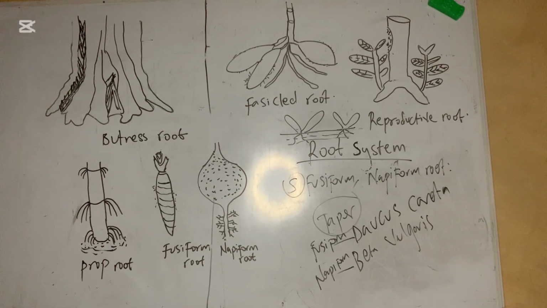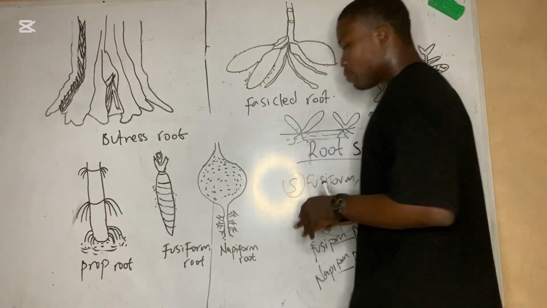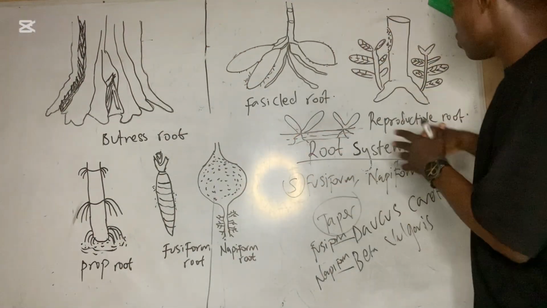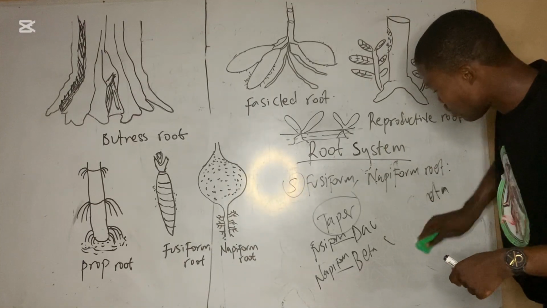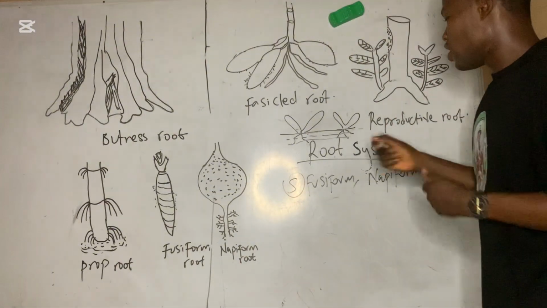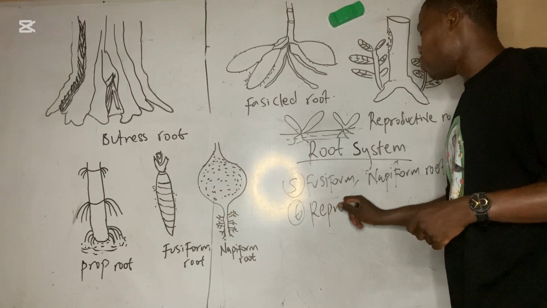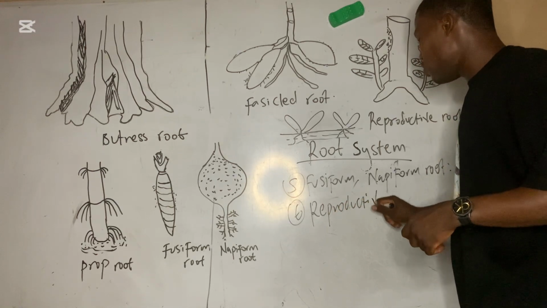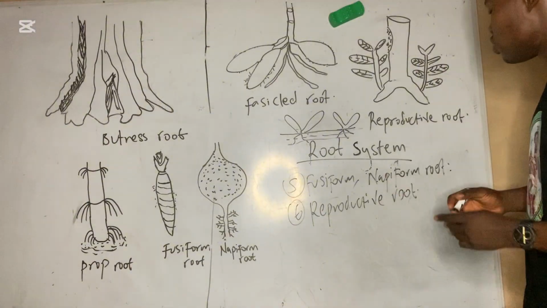All right. The next type of root I'll look at is reproductive roots. So the sixth root I'll look at is the reproductive roots. After this video, I believe anything about the morphology of roots, you should be done with it. You don't have to read it up.